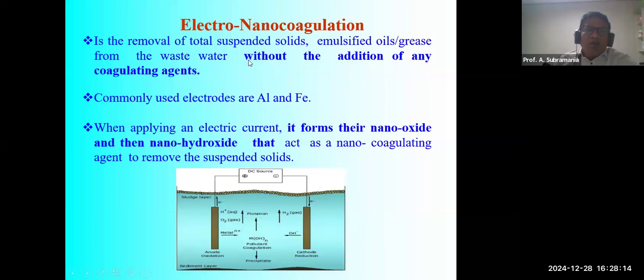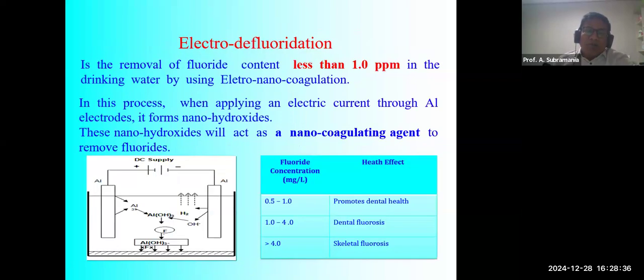Then electro nanocoagulation is the removal of total suspended solids, emulsified oils and greases from the wastewater without the addition of any coagulating agents. Commonly used electrodes are aluminum or iron. When applying an electric current, it forms their nano oxide, which is then converted into their nano hydroxides that act as a nano coagulating agent to remove the suspended solids from the water.